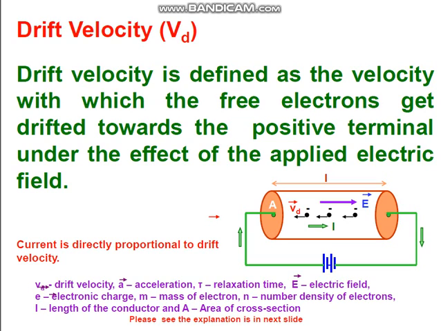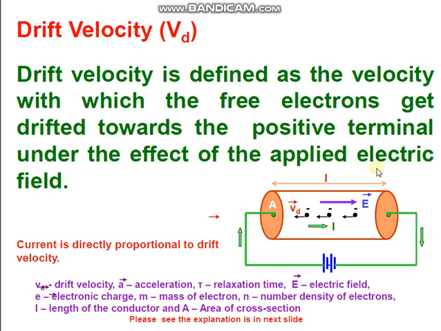Next is drift velocity. Now, the motion of the electrons, for example in case of metals, is not smooth flow. It is a little bit obstructed flow, that is only due to a number of collisions in between electrons. Let's define. Drift velocity is defined as the velocity with which free electrons get drifted towards the positive terminal under the effect of applied electric field.